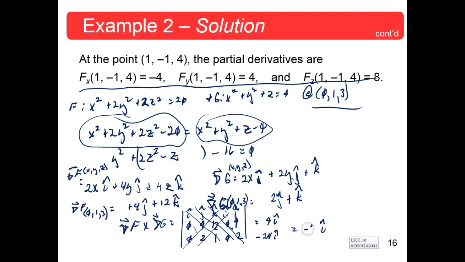Well, I erased too much. Minus 20i. Okay. And that's going to be the cross product, which is going to be tangent to both surfaces. So the tangent line is the intersection of those two surfaces at the point, a line parallel to the x-axis because it's in the minus 20i direction. Okay. It passes through the point 1, 0, 1, 3 because it has to.